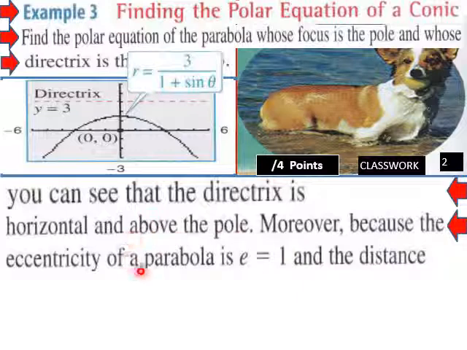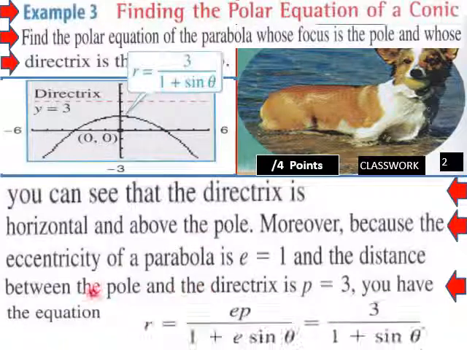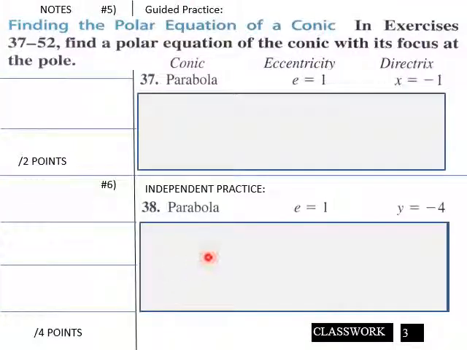Moreover, because the eccentricity of the parabola is e equals 1, which means it is a parabola, and the distance between the pole and the directrix is p equals 3, you have the equation r equals ep over 1 plus e sine theta, which will be the same thing as 3 over 1 plus sine theta with these characteristics here.